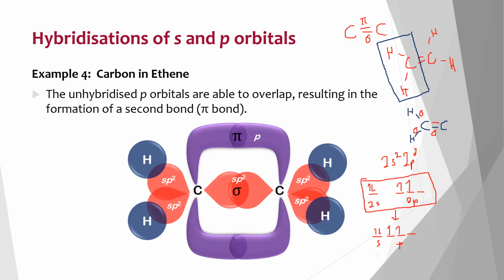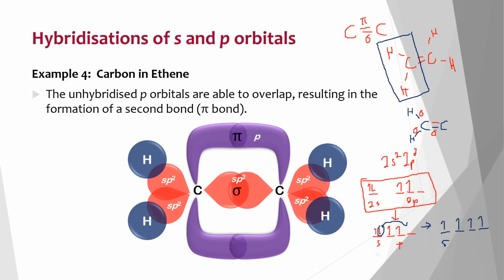To make room for more bonds to be formed, you need to move one of the electrons from the s orbital to the p orbital, and then it will become like this. So each of the orbitals has one single electron right now. But please take note that the carbon atom only needs 3 electrons to form a sigma bond.